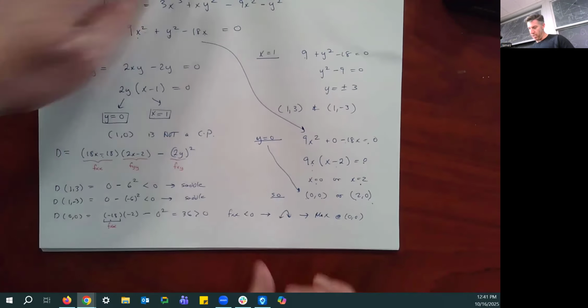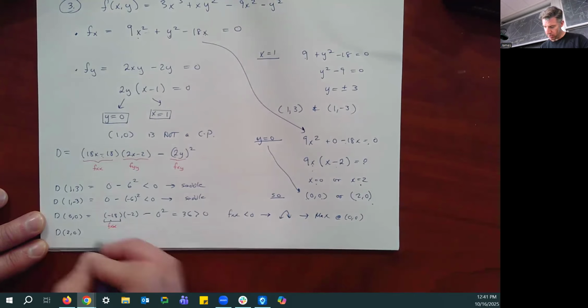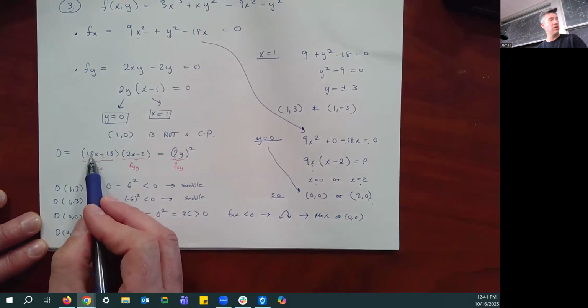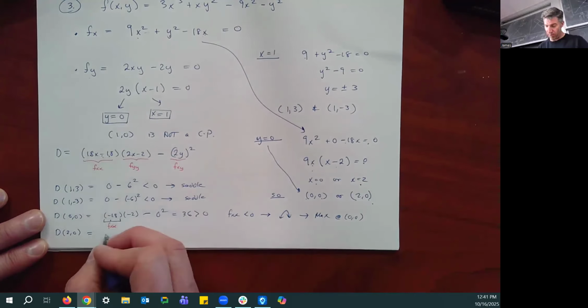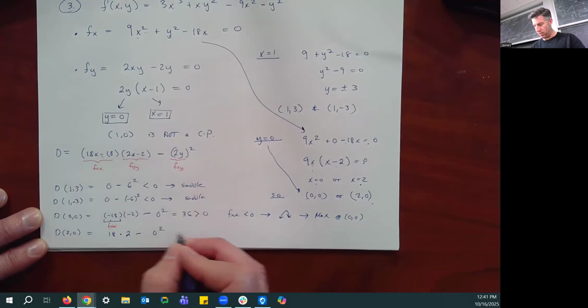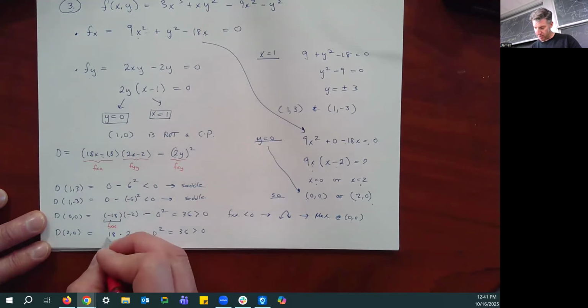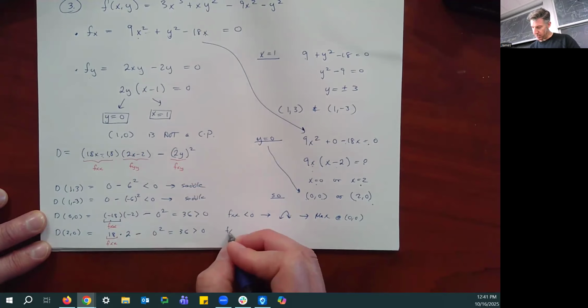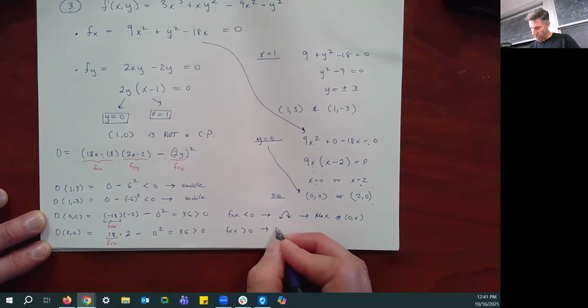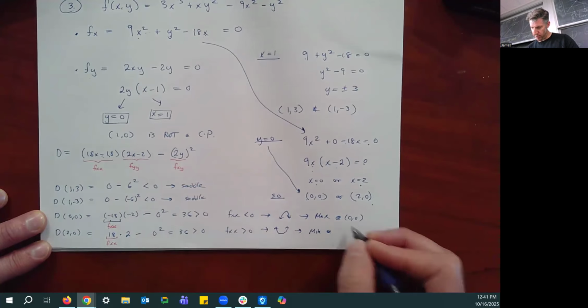And then in a similar way, if I plug in 2, 0, now I have 18 times 2 minus 18, which is 36 minus 18, which is positive 18, times 4 minus 2, which is positive 2, still minus 0 squared. This is also going to be 36, which is greater than 0. But now my fxx is a positive number. So fxx is positive. That means I'm concave up. That means we have a minimum at 2, 0.